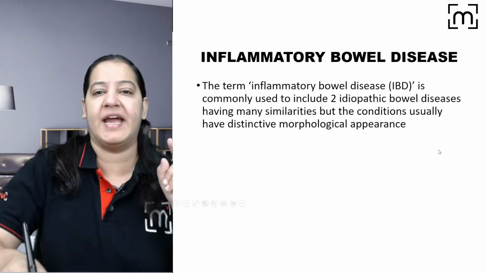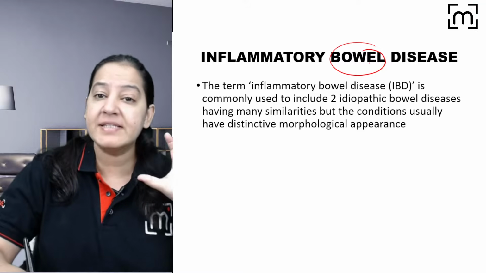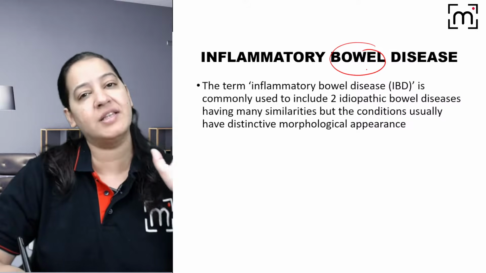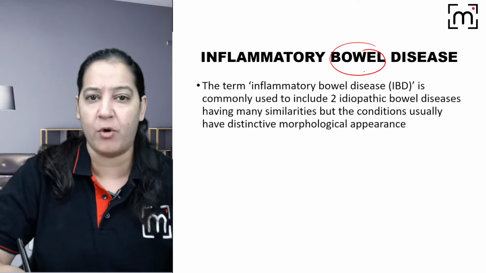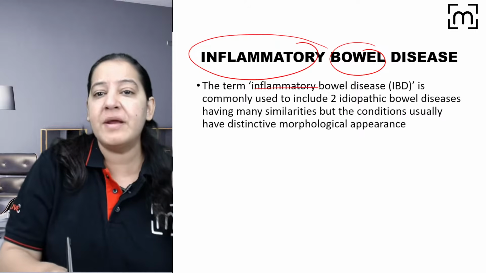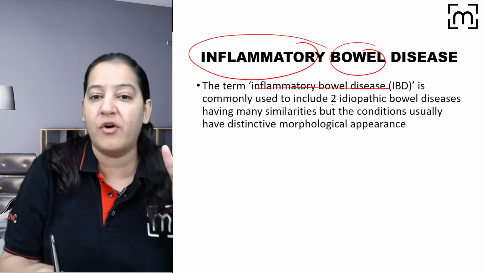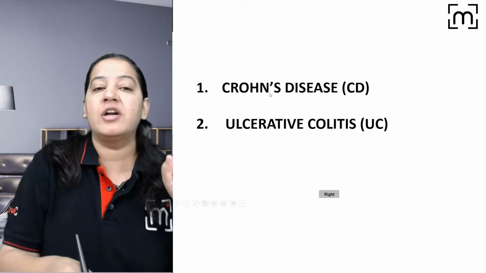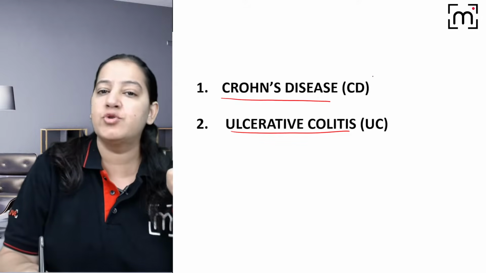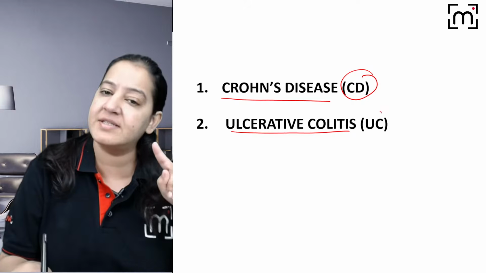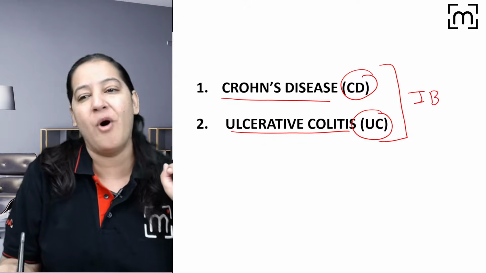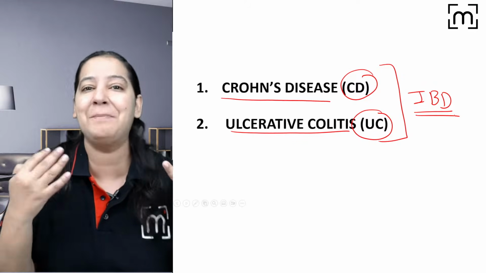As the name indicates, it's bowel. So it is a disease of the intestine: either the large intestine, the small intestine, or both can be involved, and there is inflammation in the bowel. The term inflammatory bowel disease is basically used for two distinct pathologies, ulcerative colitis and Crohn's disease. Crohn's disease is usually known as CD and ulcerative colitis as UC. Both of them are inflammatory bowel disease, known as IBD.